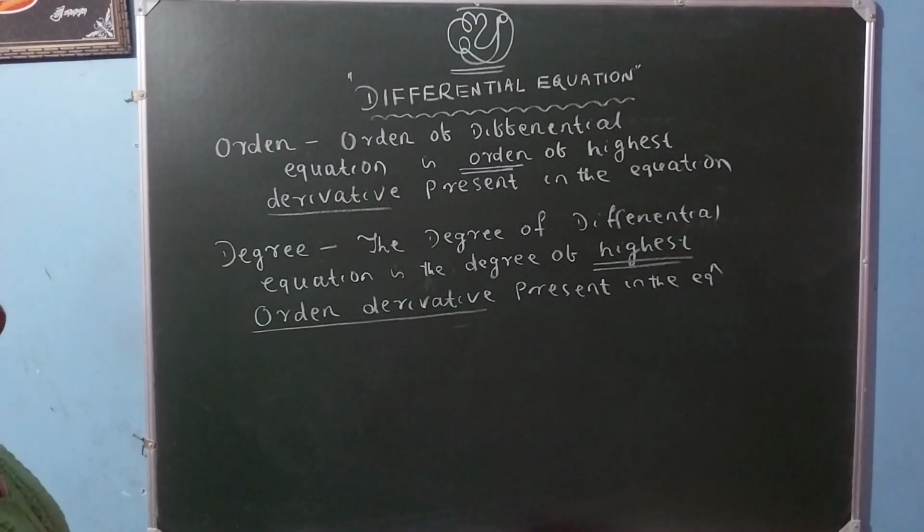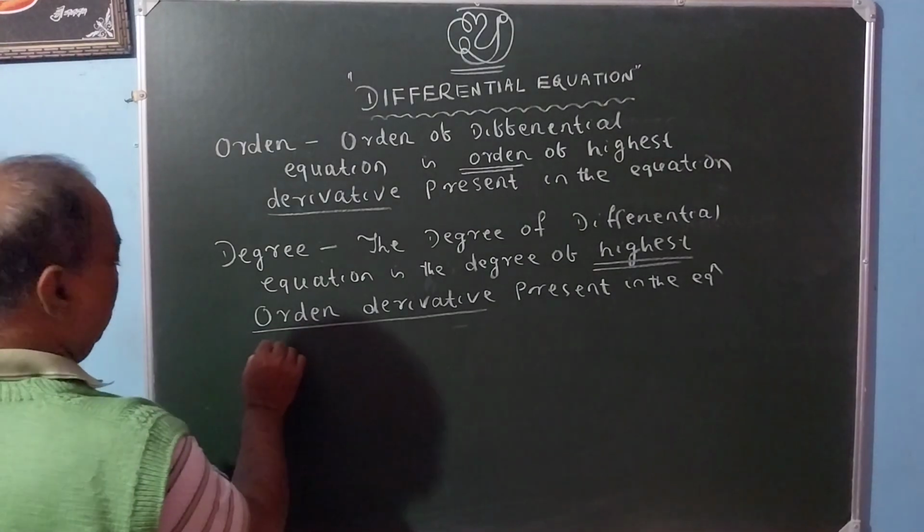Order of differential equation is the order of highest derivative present in the equation, whereas the degree of differential equation is the degree of highest order derivative present in the equation. That is, the power of the highest order derivative is called the degree.